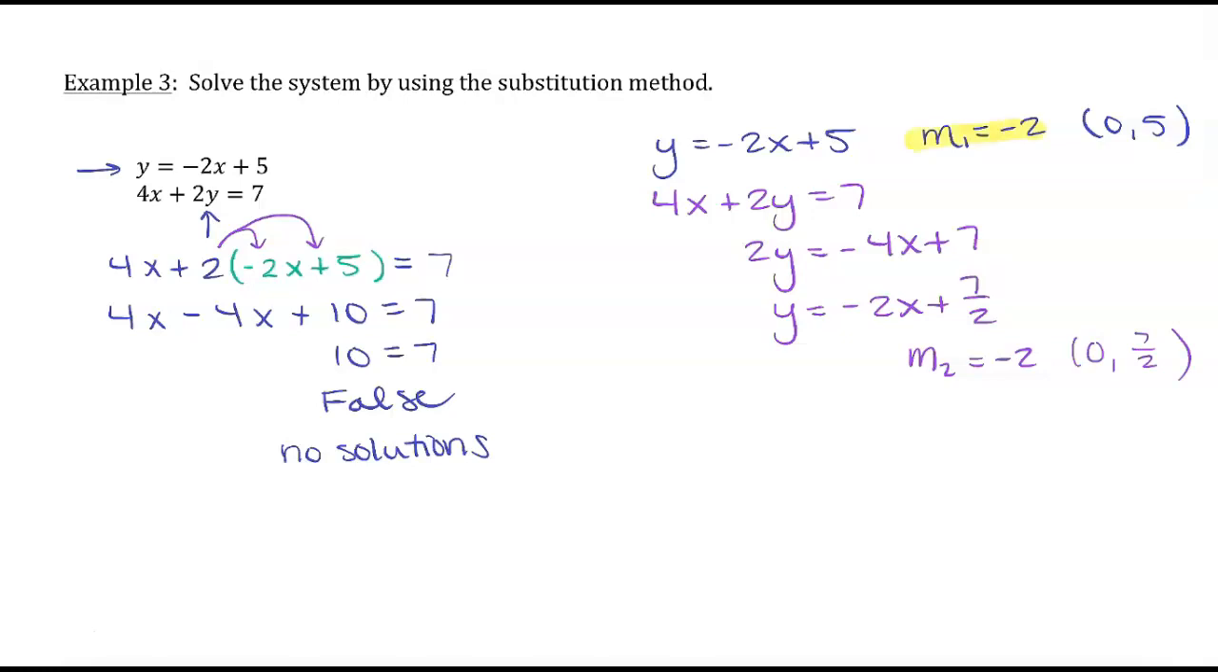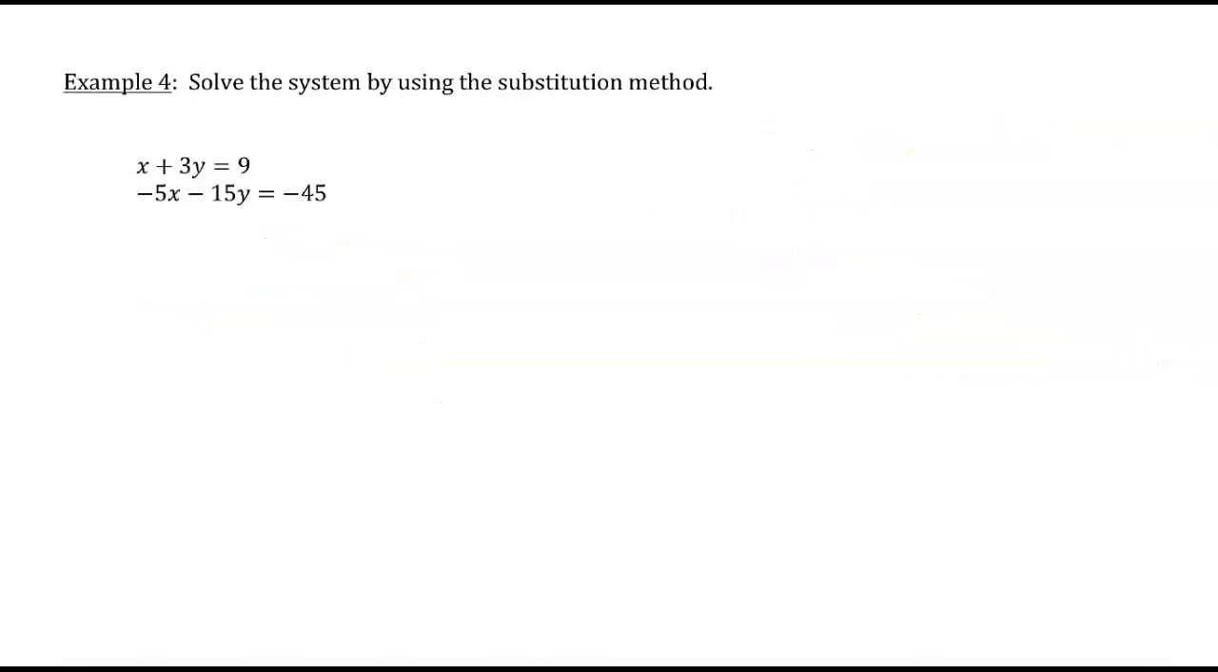These two lines have the same slope and different y-intercepts. We have a pair of parallel lines. They will never intersect, so there's no solution to this system of equations. Now we'll look at example 4. We need to first solve for a variable in one of the equations. Notice how this x isn't isolated, but at least it doesn't have a coefficient. So that will be our easiest variable to solve for.